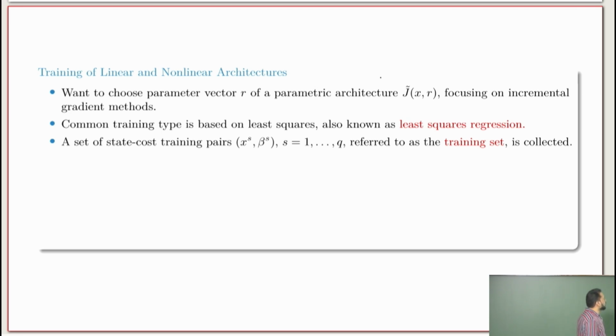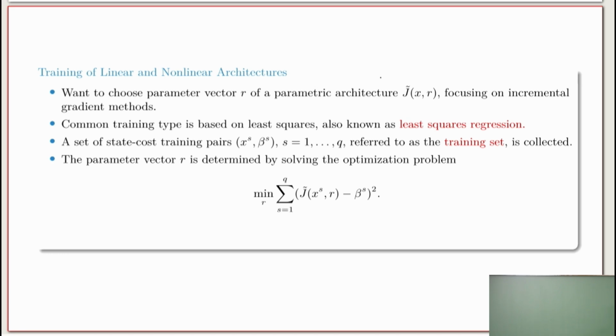So the first step, because we are into supervised learning, we want to fit a parameterized model. Obviously we need to gather the data, which will be our training set, and then we fit this data, where beta s is something known to us. So this acts like a label. This is what the data means. xs is my current state, and beta s is my approximate cost calculated for the state xs.